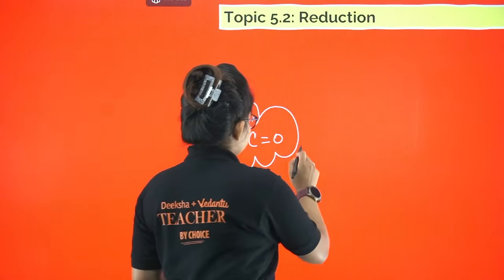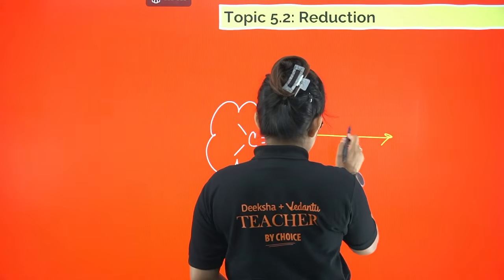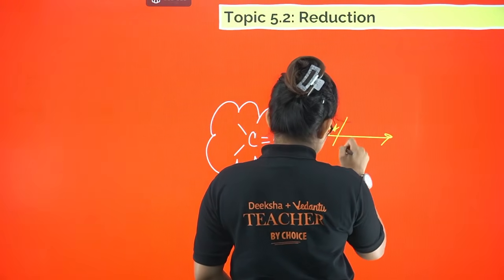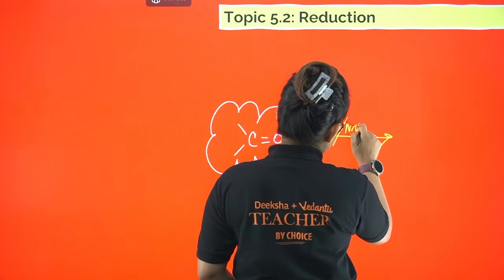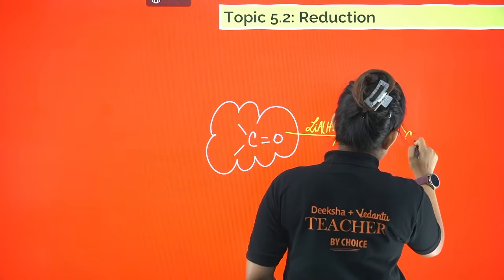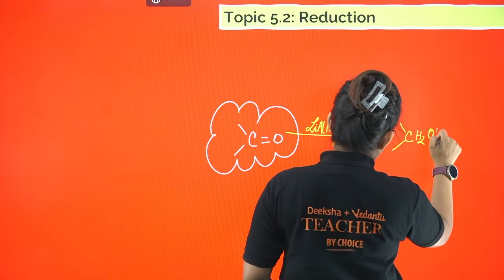Okay, first, reduction to alcohol. What do I have to give? I can give lithium aluminium hydride, or I can give sodium borohydride. Okay, I can end up with alcohol.